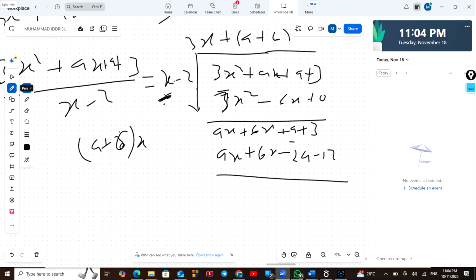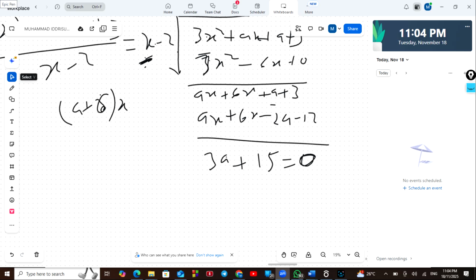So we have here a minus this, which will give you 3a, and 3 minus negative 12 will give you 15. And we know that this is the final part, and this part should be equal to 0 if and only if x minus 2 is a factor. So we have 3a plus 15, and it should be 0.